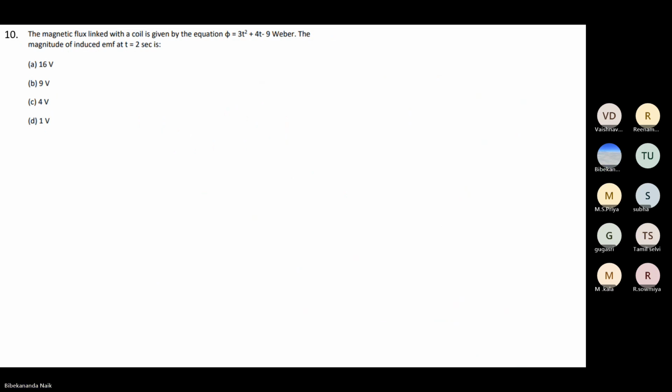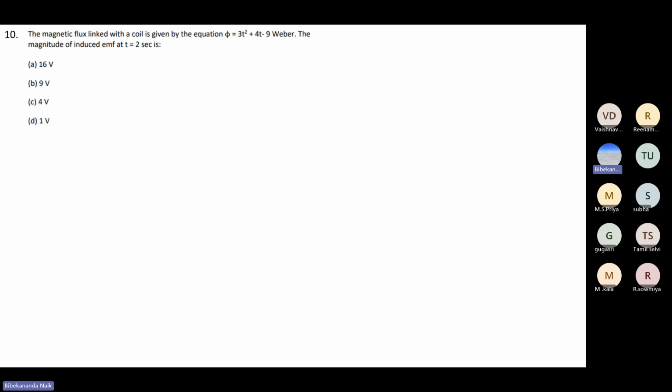The question says the magnetic flux linked with a coil is given by the equation phi is equal to 3t square plus 4t minus 9 Weber. The magnitude of induced EMF at t equal to 2 seconds is. It is a very simple question. Since the magnetic flux is a function of time, it will change with respect to time, and at t equal to 2 seconds, that will be the EMF induced in the coil.